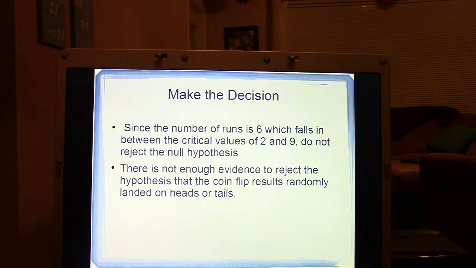I hope this presentation has helped you further understand the Spearman rank correlation coefficient and the runs test. Thank you for your time.